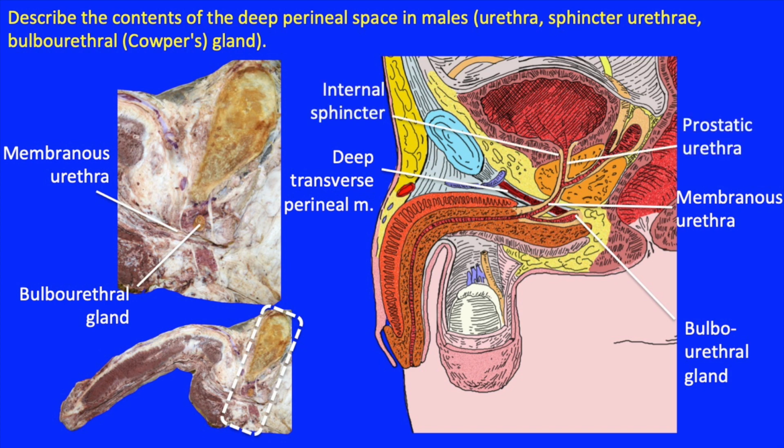The membranous urethra then becomes a prostatic urethra and eventually enters the bladder. In males, there's an internal bladder sphincter that is under autonomic nerve control. One of its functions is to prevent retrograde ejaculation.